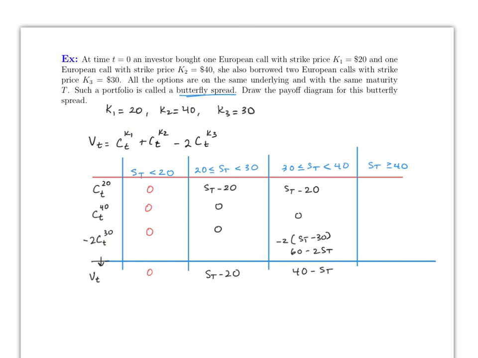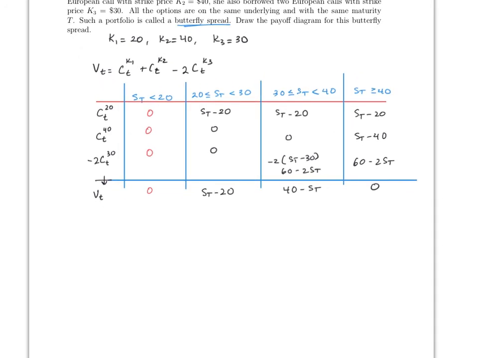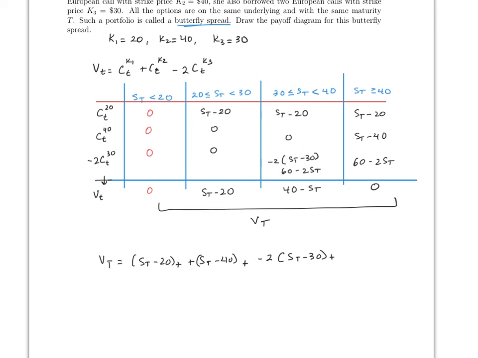which comes to 40 minus S_T. Now, if the value for S_T is more than or equal to 40, this will be S_T minus 20, this will give you S_T minus 40, and the last one will be 60 minus 2 S_T, which adds to 0. So this will be the value of the portfolio at time capital T. Therefore V_T will be equal to (S_T minus 20)+ plus (S_T minus 40)+ minus 2 (S_T minus 30)+.